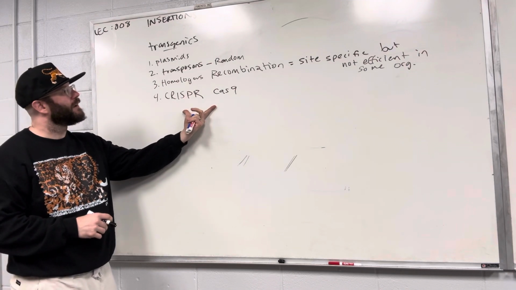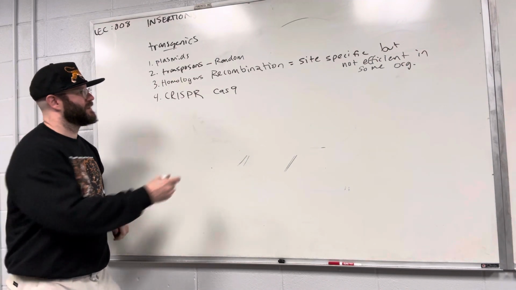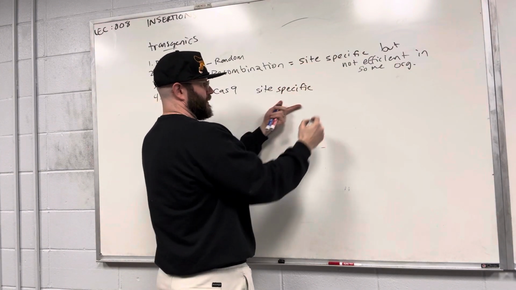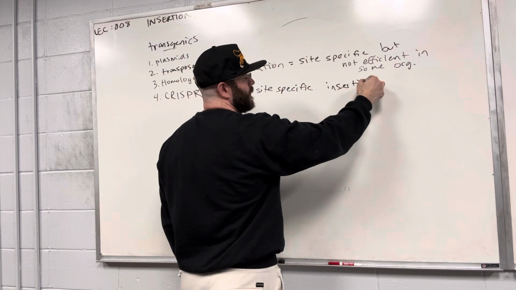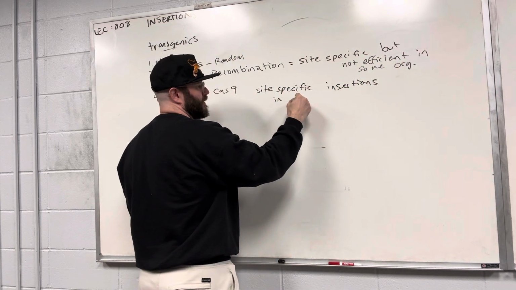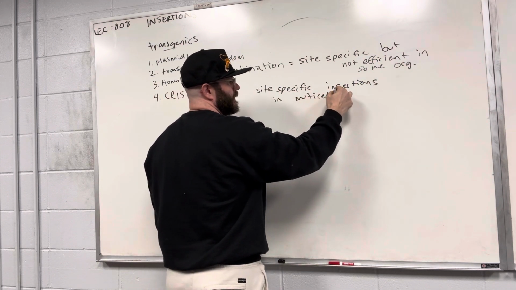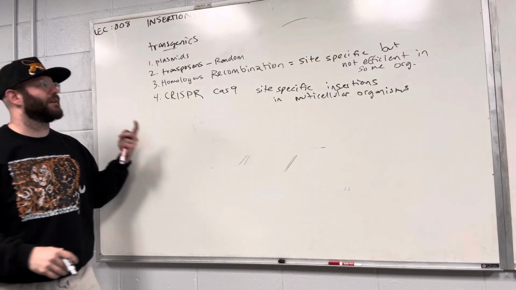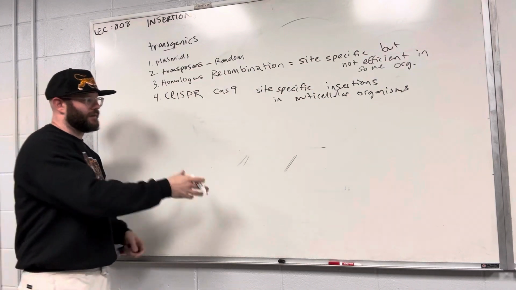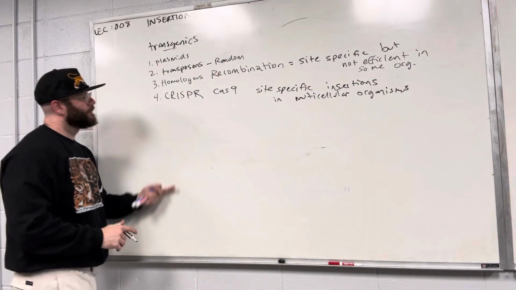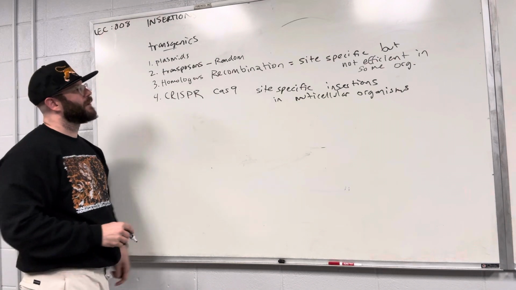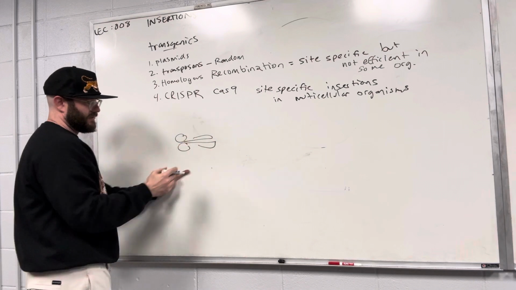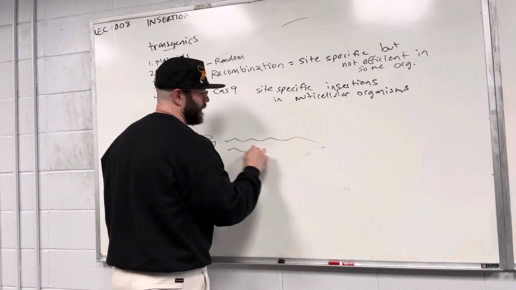Here's a technique that can give you site-specific insertions. CRISPR-Cas9 can give you site-specific insertions in multicellular organisms. We'll eventually have a whole lecture on this. For now, I'll just kind of try to briefly throw it at you. Okay, so in this system, Cas9 is a nuclease. So a nuclease is essentially a scissors that cuts DNA. Okay.